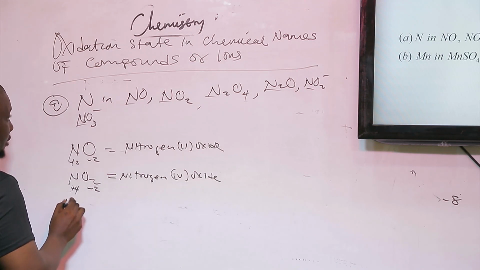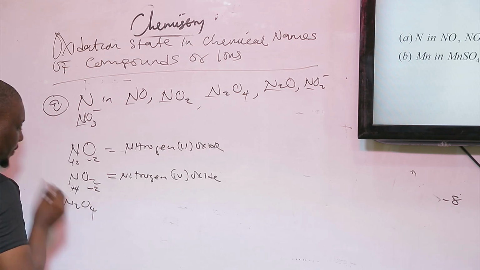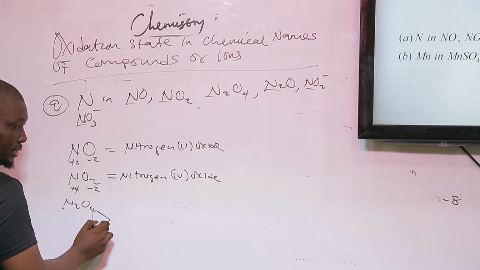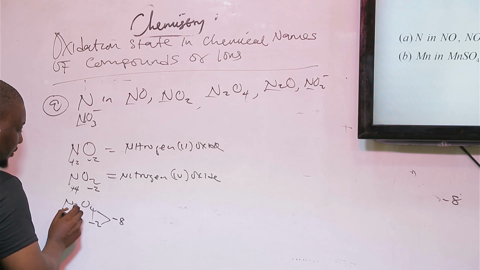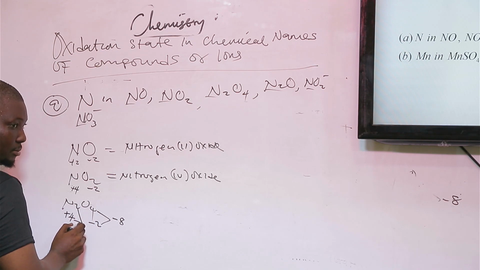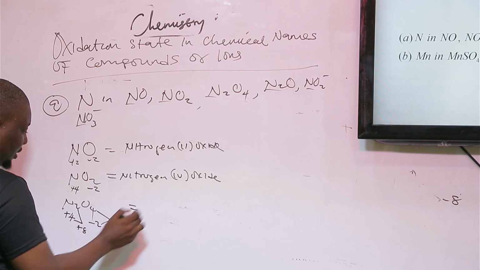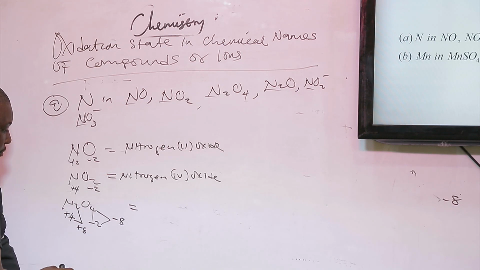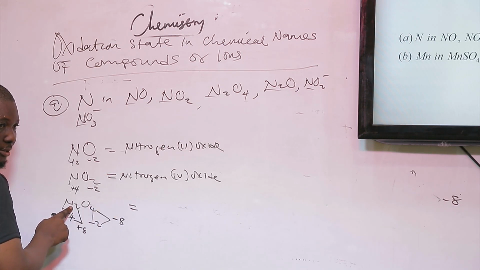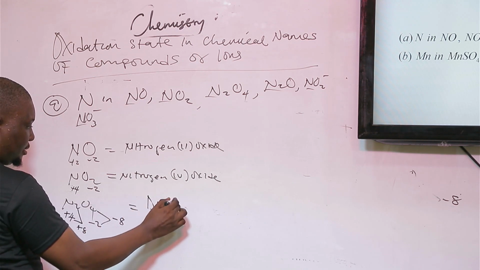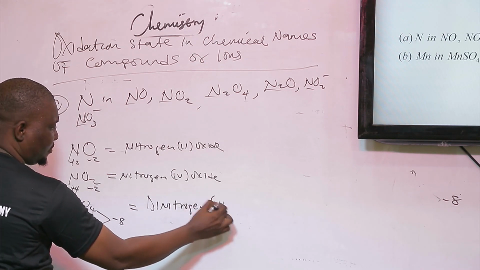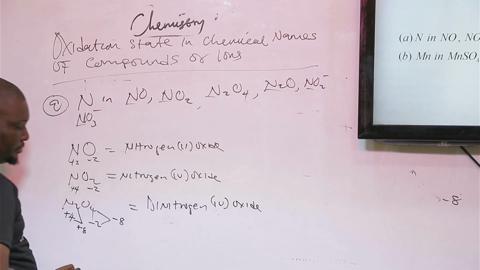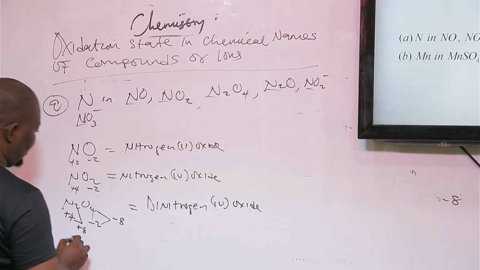Next one, N2O4. Oxygen is minus 2, so four oxygens give minus 8. So each nitrogen atom will be plus 4, giving plus 8 in total. How do you name this? How many nitrogens are here? 2. So it's going to be dinitrogen(IV) oxide. Are you with me?